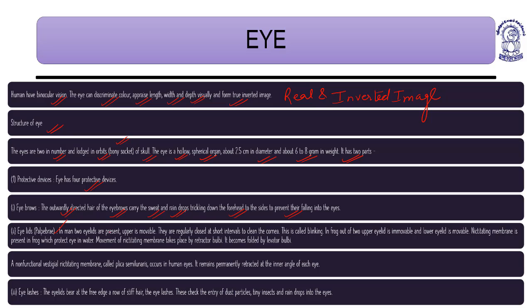In man, two eyelids are present. The upper is movable. They are regularly closed at short intervals to clean the cornea. This is called blinking of the eye or blinking reflex. In frog, out of two, the upper eyelid is immovable and the lower eyelid is movable. A nictitating membrane is present in frog which protects the eye in water. Movement of the nictitating membrane takes place by retractor bulbi. It becomes folded by levator bulbi.